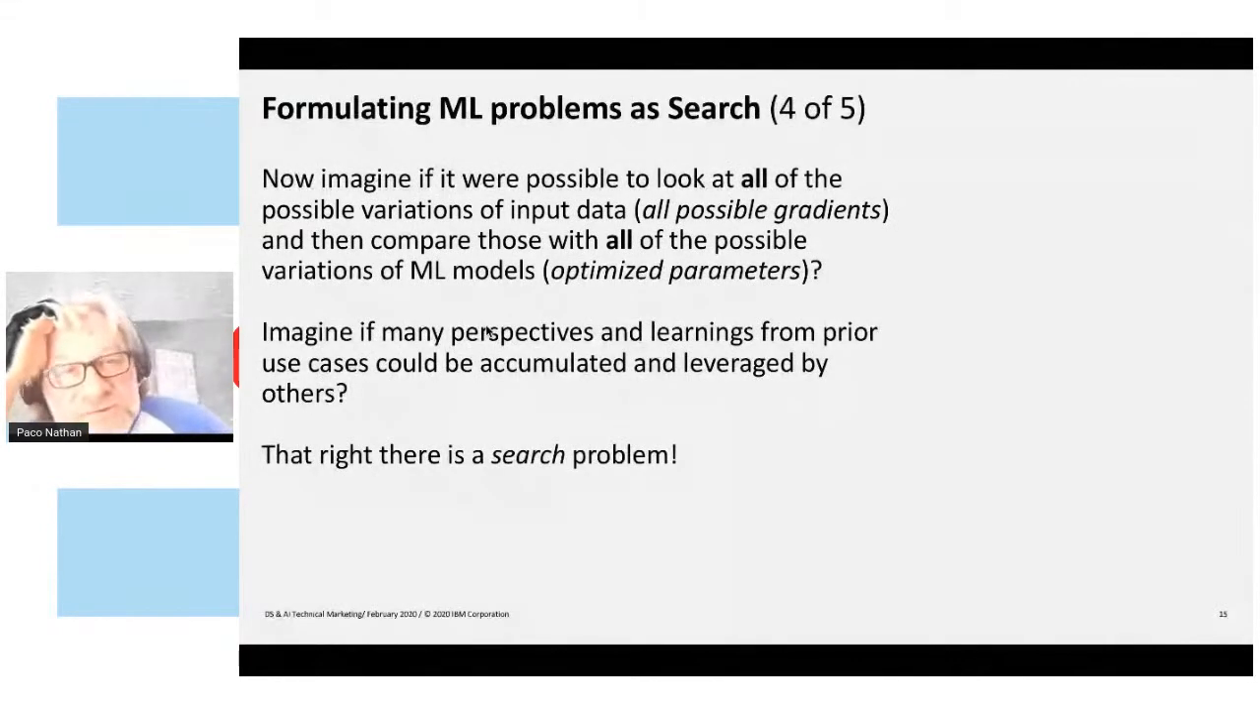Okay, so now here's sort of a thought exercise. Imagine if you could take a look at all the possible variations of input data, all the possible gradients, and then compare out of those all the possible variations of machine learning models, the optimized parameters. That would be an enormous space. It would be uncomputable because it would be so large. But if you were able to look at that as the main problem we're trying to solve, then you can see, finding the needle in the haystack, basically machine learning is a search problem.